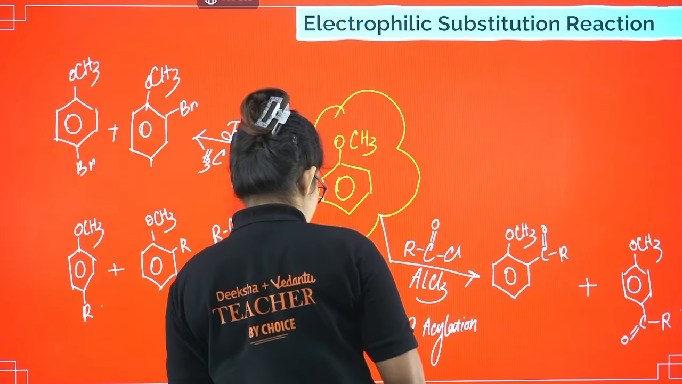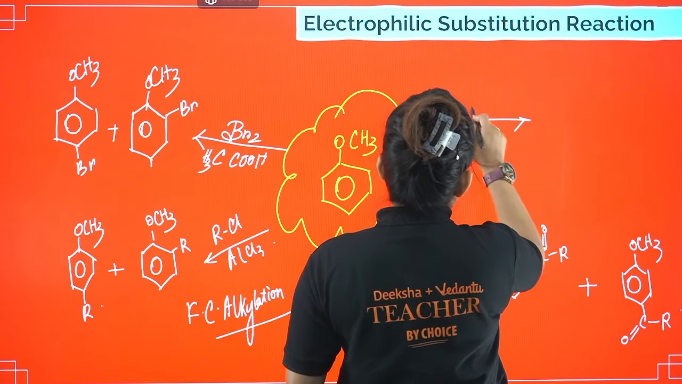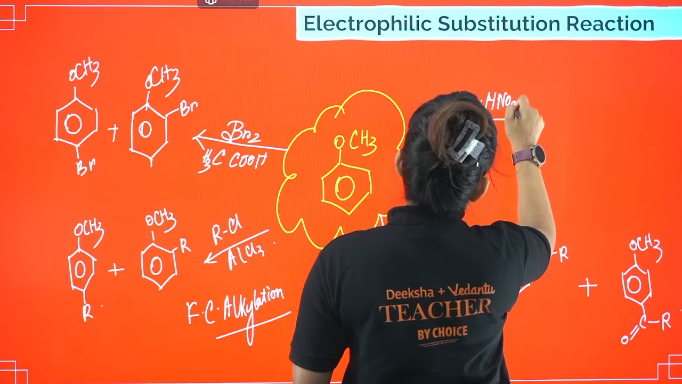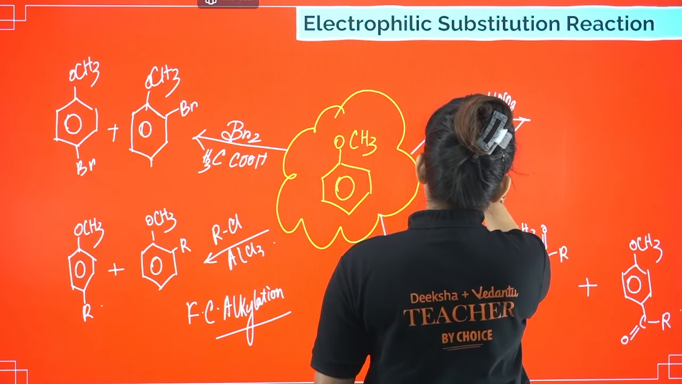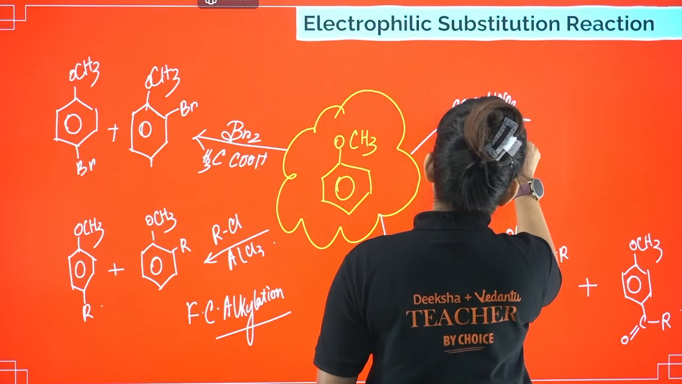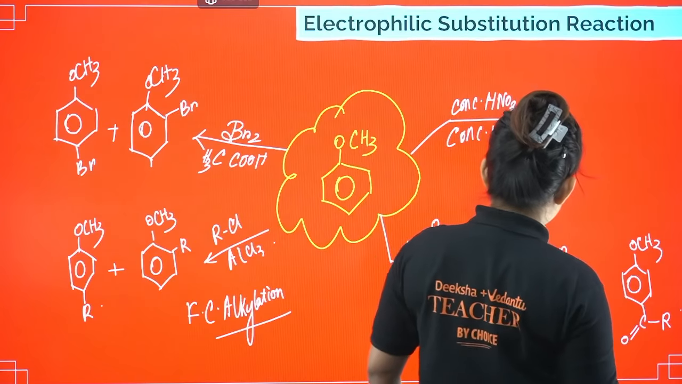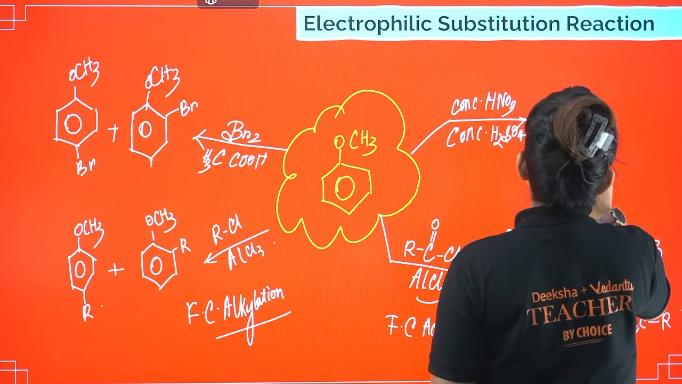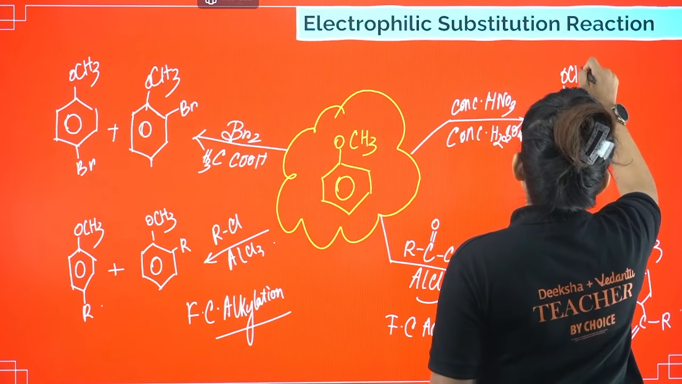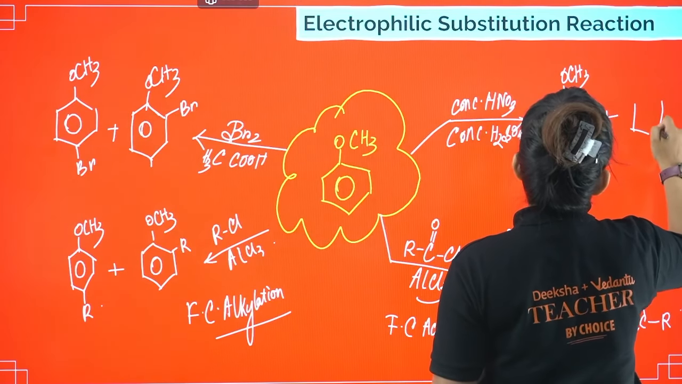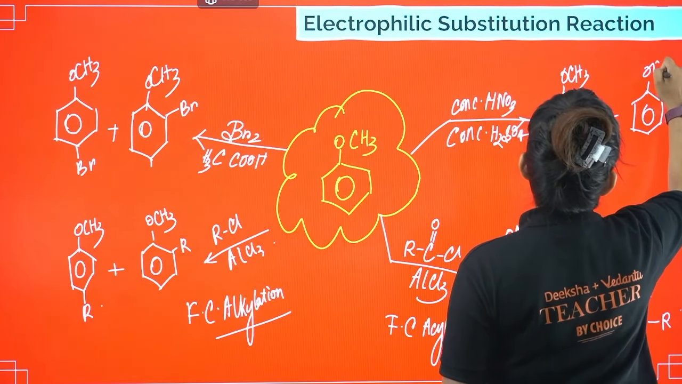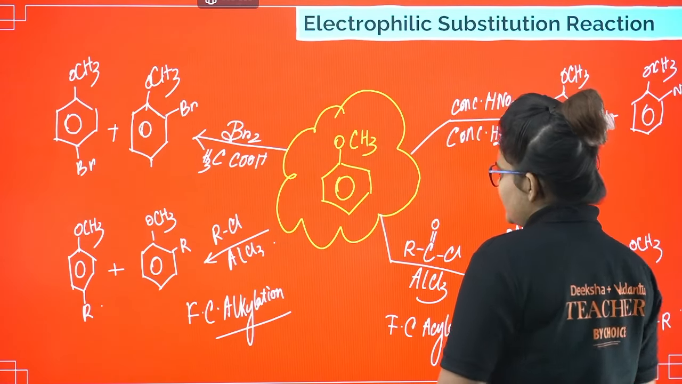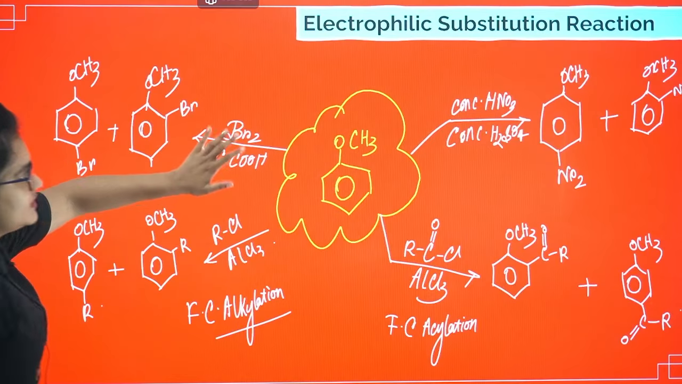Okay, next what can I do? I can do nitration. I can give concentrated HNO3 plus concentrated H2SO4. The nitro group will definitely come in the ortho and in the para position, because the OCH3 group is ortho-para directing. Here OCH3 plus here also OCH3, I am getting in the ortho and para positions. Okay, so this is all about the electrophilic substitution reaction.